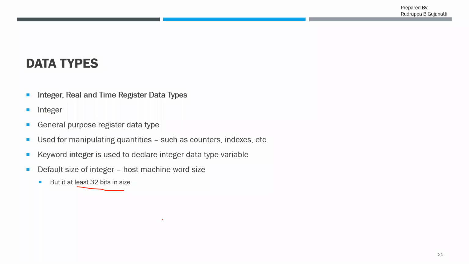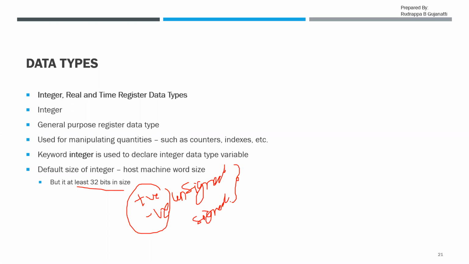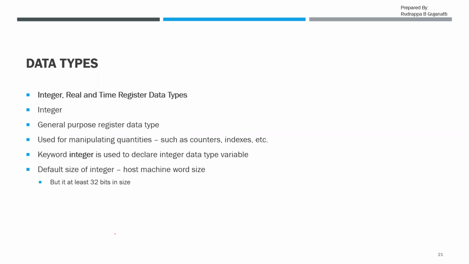Now in integers also we encounter a few things. That is, we encounter positive numbers and we encounter negative numbers. If the numbers are only positive, it is an unsigned quantity. If it has both, it is a signed integer. So we have two things, signed and unsigned integers. So that is the example we have.